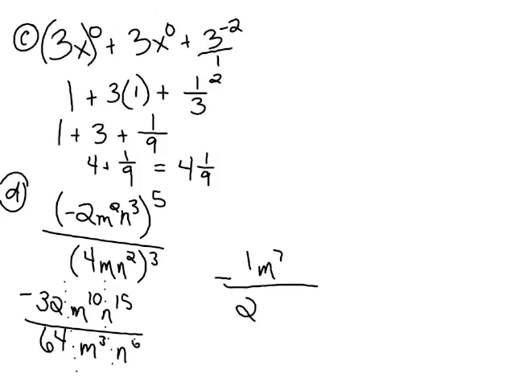And then same with the n's. I have 15 up here and 6 down here. 9 left over. Okay, so all 6 of those will cancel. 9 left over. Feeling okay so far on exponent properties?